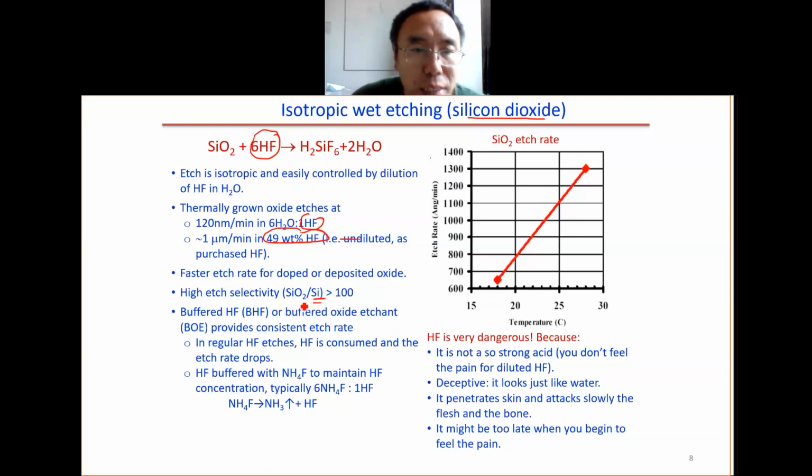To give you more uniform etching, we sometimes use what is called buffered HF, BHF. It is also called buffered oxide etchant, also called BOE. In this case, we mix ammonium fluoride with hydrofluoric acid, HF, normally at 6:1 ratio. So how will this help? You can imagine we have this reaction. When the HF is consumed during the etching process, the chemical reaction goes to the right side, but this will release more HF into the solution. This way, we can maintain the etching rate at different places.